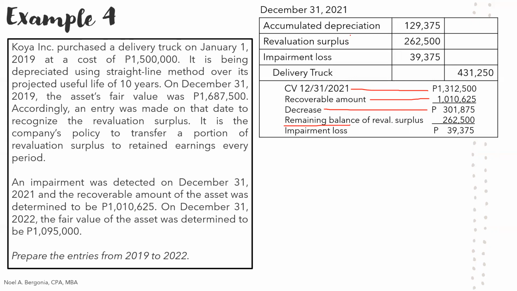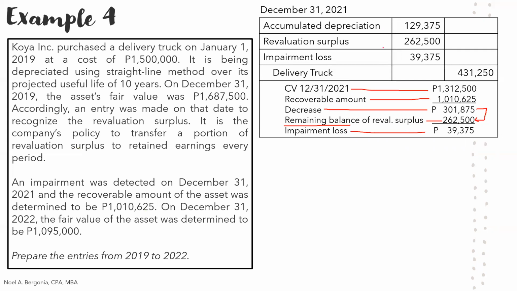Kanina, before tayong nag-entry nitong 2021 na impairment, okay, we have determined that the remaining balance of the revaluation surplus was 262,500. So out of the decrease na 301,875, the 262,500 was covered by the revaluation surplus, which means that our impairment loss is only amounting to 39,375. Okay, so yan lang po yung impairment loss.